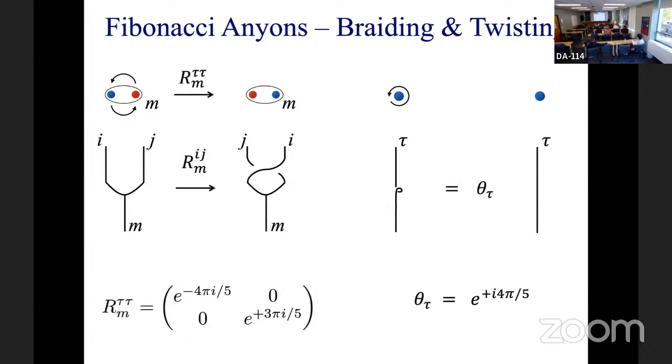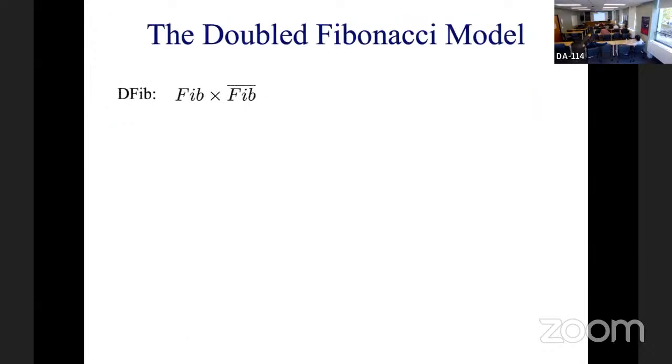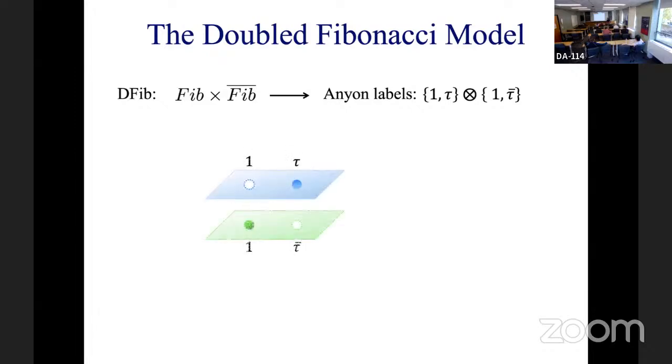Now we want to come up with a model to realize this with just real qubits. We want to see how we can simulate this model with real qubits. Unfortunately, there is not a mathematical model out there, a spin model, that creates just a Fibonacci model for you. But there is a model that creates what is known as a double Fibonacci, which is basically 2 copies of the Fibonacci model. So you can think about it as 2 layers of Fibonacci anyons.